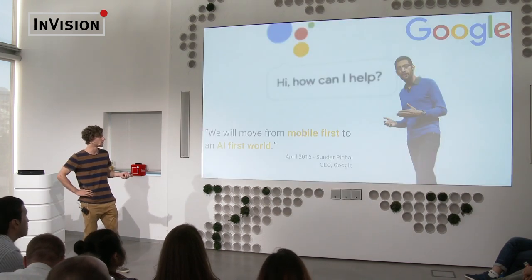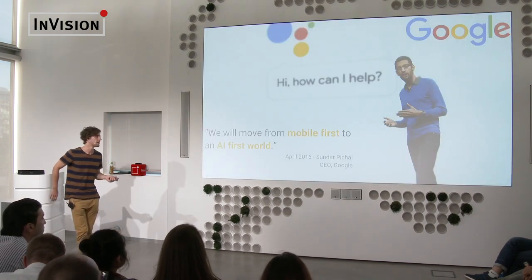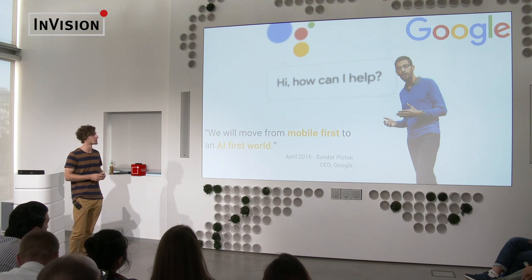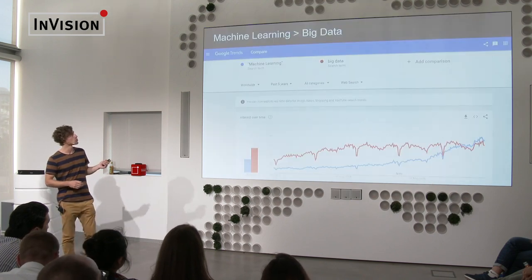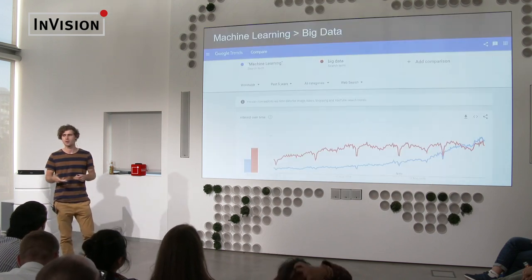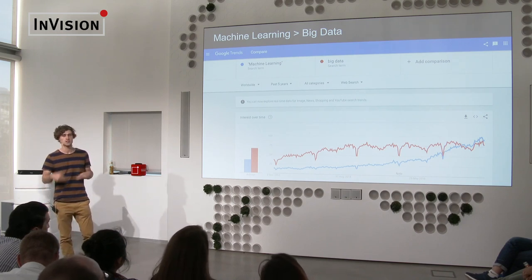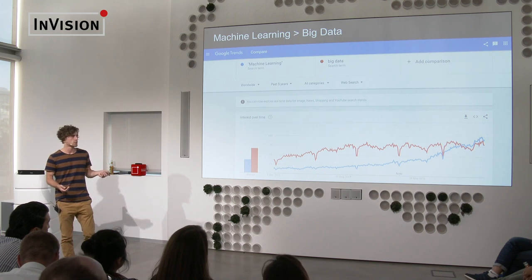If you look at, for example, Sundar Pichai, the CEO of Google, he said in 2016 that we will move from a mobile first to an AI first world. And I think this has already happened in part. If you go to Google Trends, where you can search how popular keywords are on Google, it turned out that the keyword machine learning actually surpassed the keyword big data somewhere last year, right?